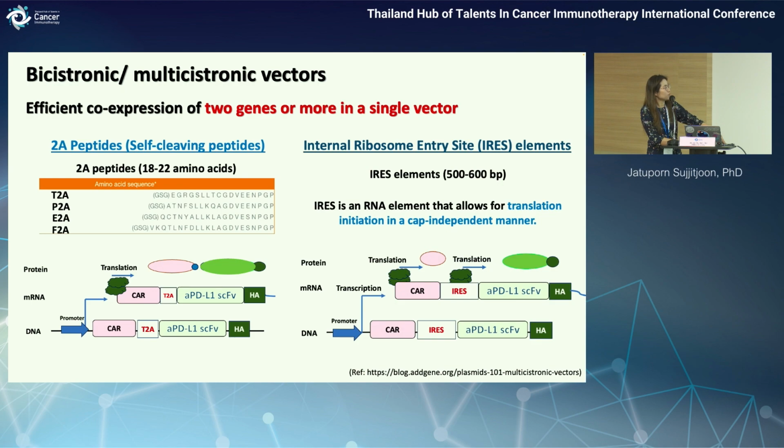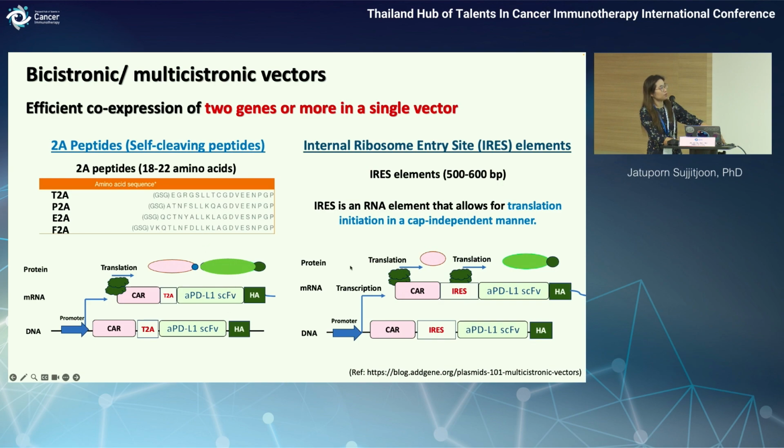Nowadays, there are four available sequences of 2A peptides used in the lab, as shown here. The property of this 2A peptide helps the protein translation, in that the ribosome will skip the production of protein at the glycine and proline here. So you can get two proteins within one vector.